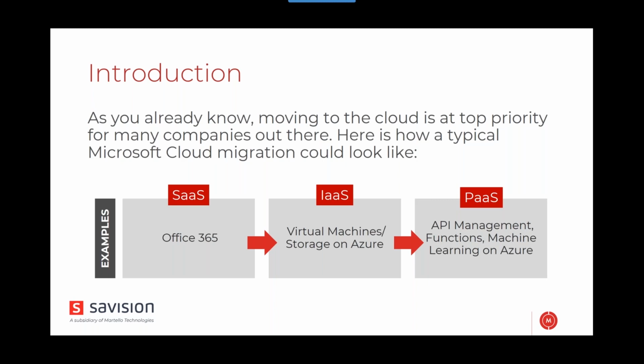It's a typical company moving process, and the migration process starts with something simple, like software as a service in the cloud. For that example, we can mention Office 365. Obviously, that's one we're going to talk about. They continue later on with infrastructure as a service, and then continue with platform as a service. This is a typical migration, how it looks.